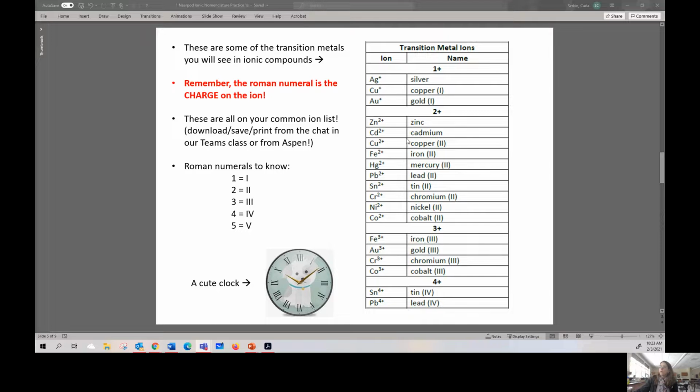On your common ion list, which is another document you should download and have ready, on the right side, we actually have a list of the transition metals with their Roman numerals and the charges that they form. What you want to remember when you're writing the formulas is that the charge is the Roman numeral. It tells you exactly what charge that cation will form.